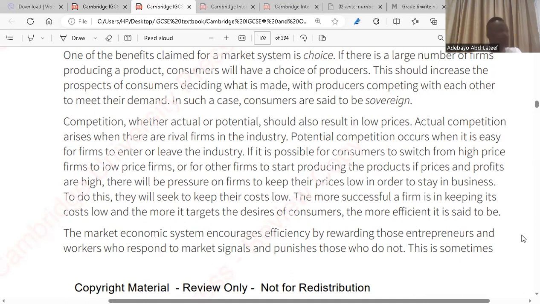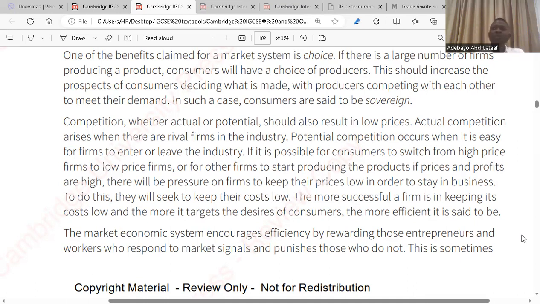Oh, there's competition in this industry. Prices will come down. There's possibility for firms to leave or enter this industry, that means there's free entry and exit into this industry. It is what we call potential competition. Either way, prices will what? Will fall. So competition brings prices down. Either it is potential competition or actual competition, prices will be down. That is the point they are making here.